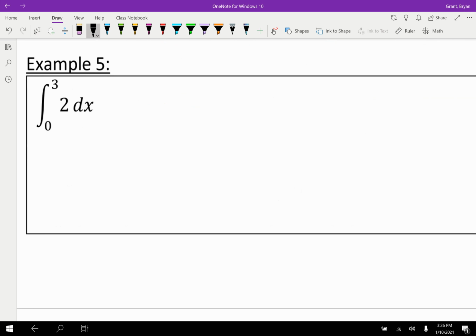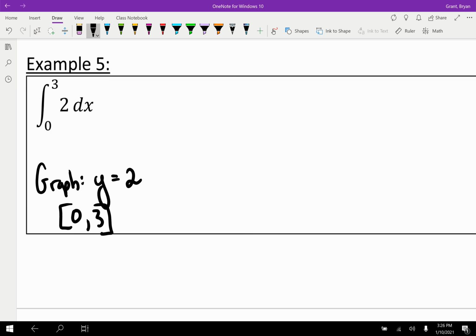Example 5. They want to find the area beneath the graph of 2, and actually I'm going to ask you to rewrite this each time. So what is the graph? The graph is the equation y equals 2, and we're looking on the closed interval from 0 to 3. So each time we're going to write that just to kind of cement this idea into our minds that we are looking at the graph of y equals whatever from something to something.